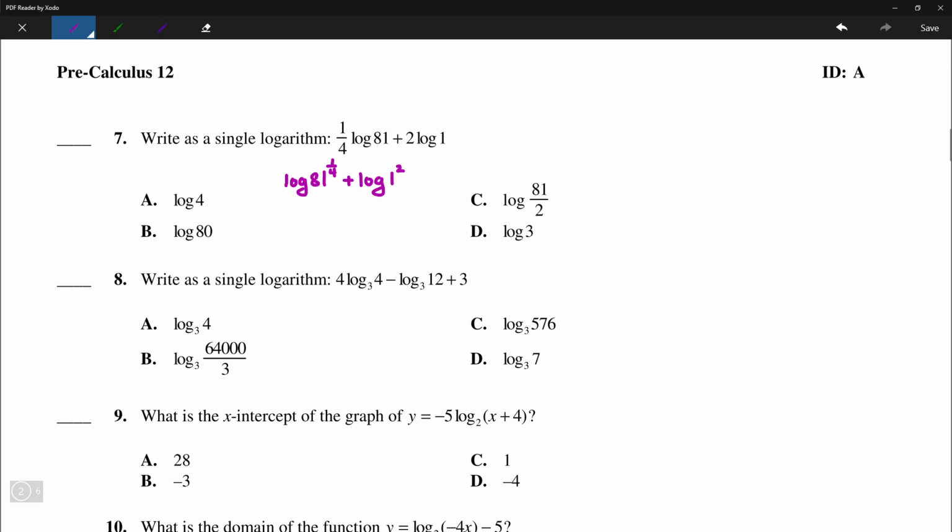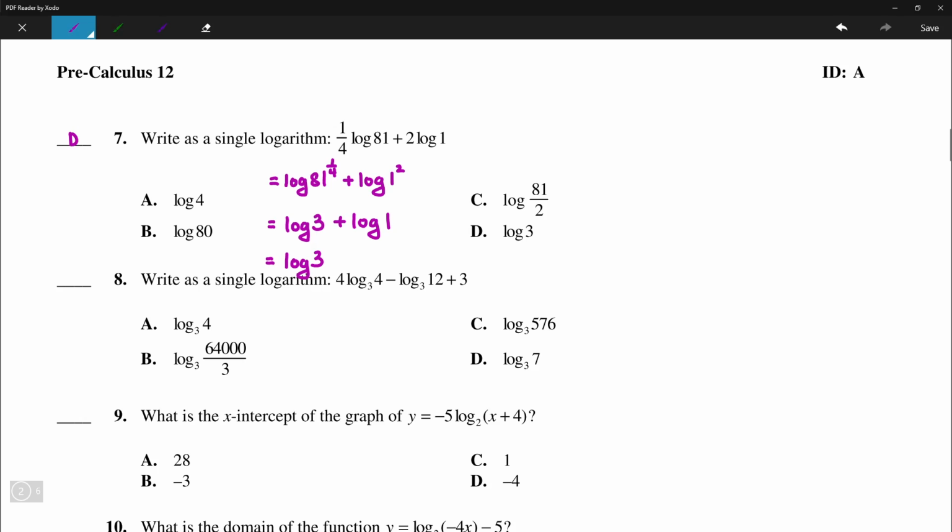So the 1/4 power means that we're going to take the 4th root of 81, which is just 3. 1 squared is, of course, just 1. So then the next step is to have log 3 is still just that. However, we know that the logarithm of 1 is just 0. So the expression is simplified to just log 3. So the answer is D in this case.